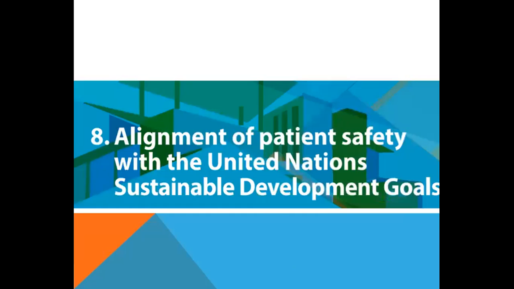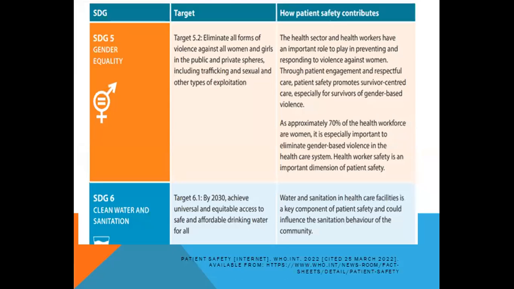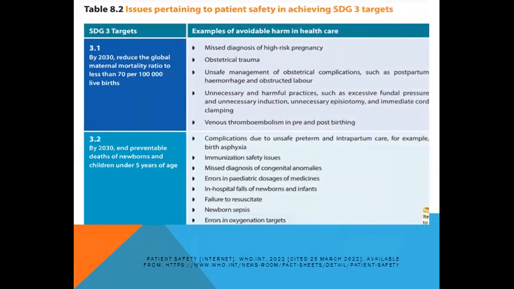And there is also alignment of patient safety within the United Nations Sustainable Development Goals. Various SDGs are also linked with patient safety. For example, SDG 1, which is no poverty, and SDG 3, good health and well-being, are also aligned with patient safety. SDG 5, which is gender equality, SDG 6, clean water and sanitation, SDG 8, decent work and economic growth, SDG 10, reduced inequalities, and SDG 12, responsible consumption and production. And these are various issues related to patient safety and SDG 3.